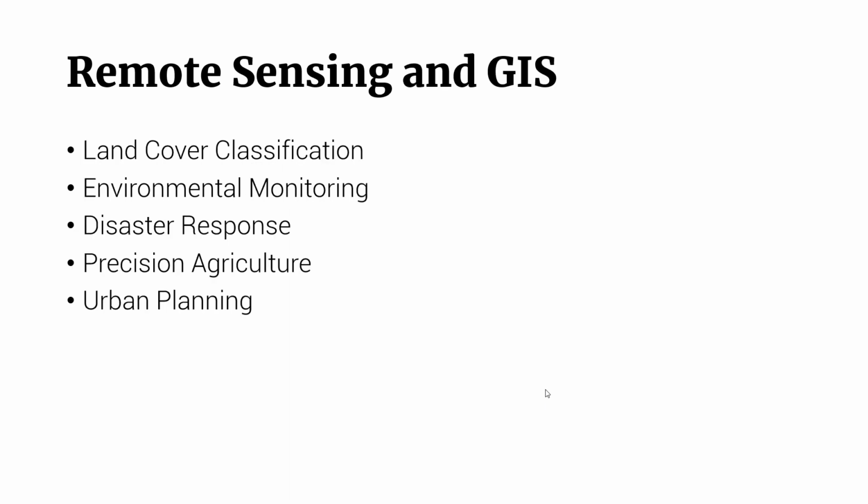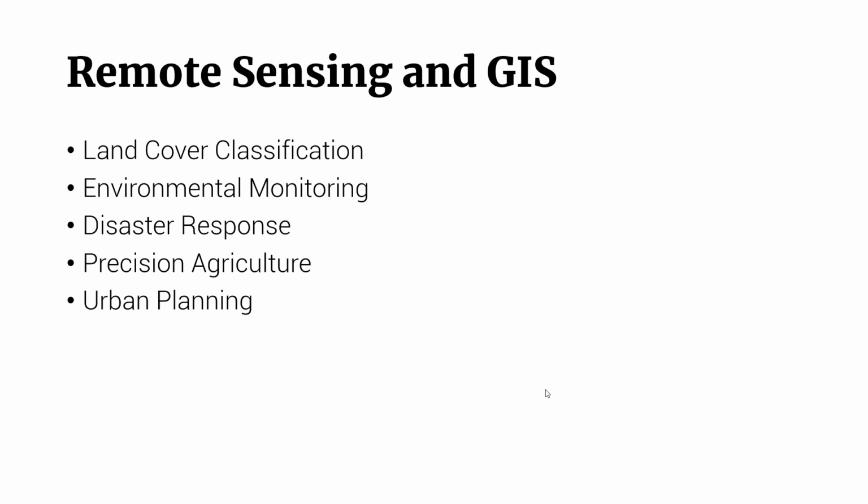Okay, so that's remote sensing. So to continue, here are the uses of remote sensing in GIS. Remote sensing plays a crucial role in enhancing GIS capabilities by providing valuable data for spatial analysis. So here are common applications of remote sensing: land cover classification, environmental monitoring, disaster response, precision agriculture, and urban planning.